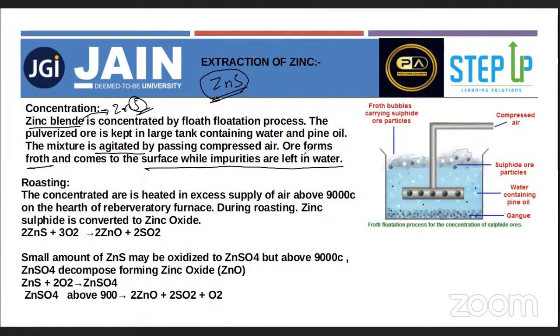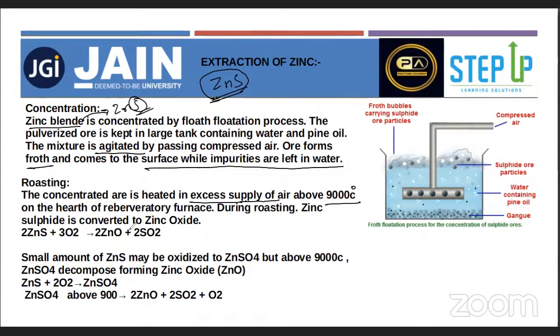So same froth flotation method, because sulfide is the ore. Basically we are crushing and trying to concentrate it. Zinc blende is not in big pieces, so we need to crush it. We are directly doing concentration, which will separate the basic impurities. After that, we go to roasting. Sulfide is there, so roasting will happen. Roasting is done in excess supply of air, while calcination is done in limited supply of oxygen. It is done above 900 degrees Celsius.